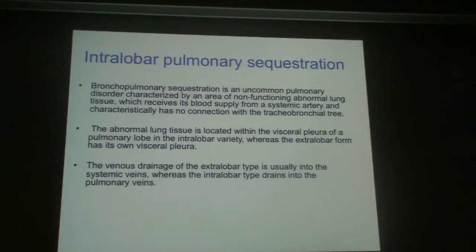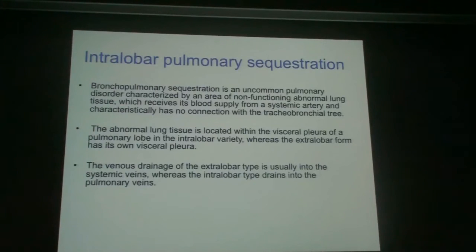So bronchopulmonary sequestration is an uncommon pulmonary disorder characterized by an area of non-functioning abnormal lung. In this case, you had the air trapping in this area, and it receives its blood supply from a systemic artery. In this case, it was a systemic artery arising from the celiac trunk, not directly from the aorta, and characteristically, it has no connection with the tracheobronchial tree.